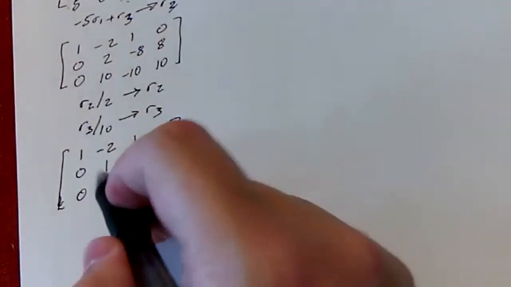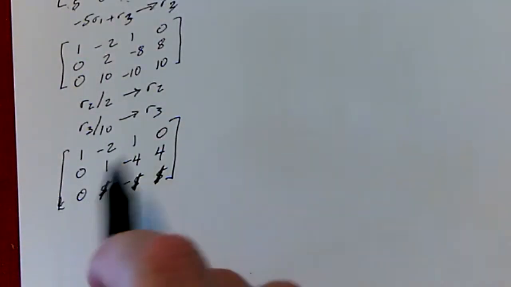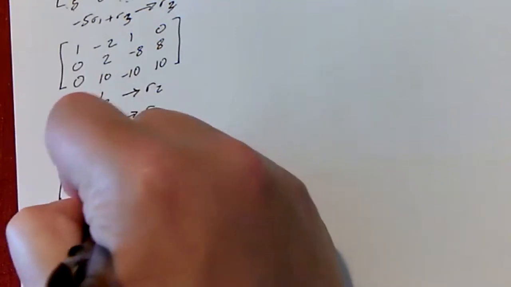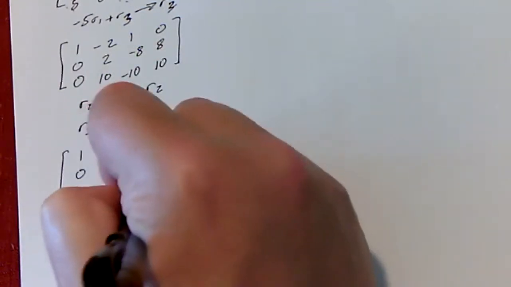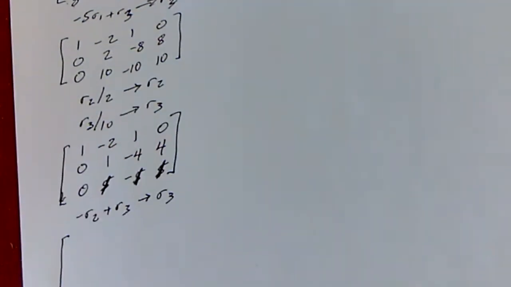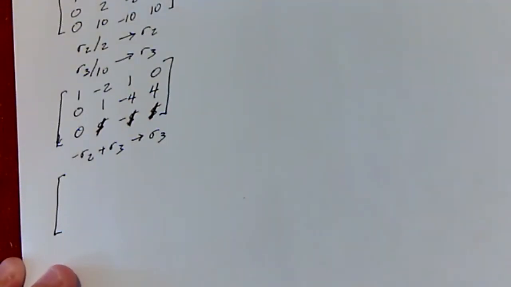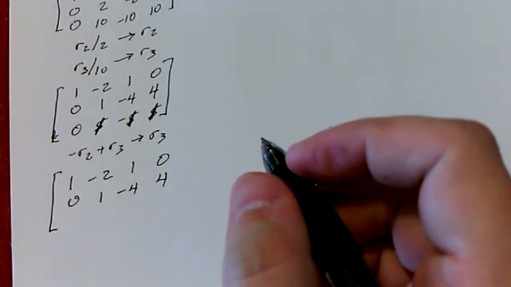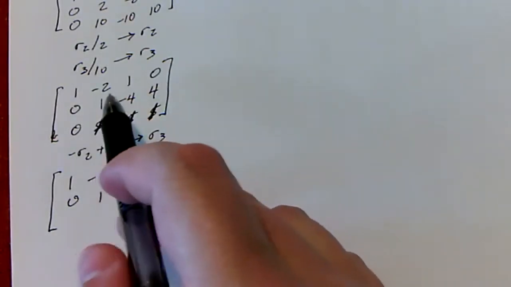Okay, so this is promising because now I have these 1s lined up. So I want to get a 0 here, right? Because I'm still trying to get that triangular shape. Okay, so I'm going to take a negative copy of row 2, add it to row 3, and replace row 3 again. So my first row is unchanged. My second row is unchanged. But now I'm going to take a -1 of it and add it to the row below it.